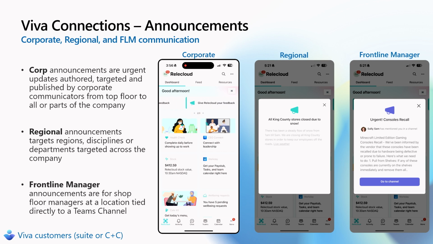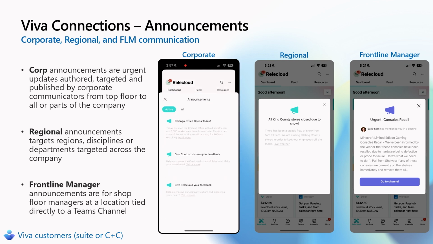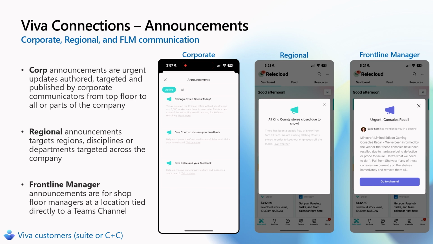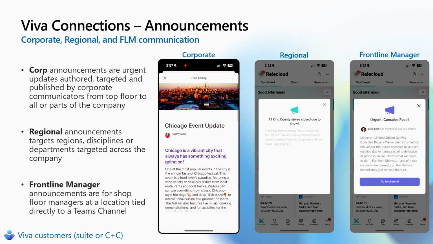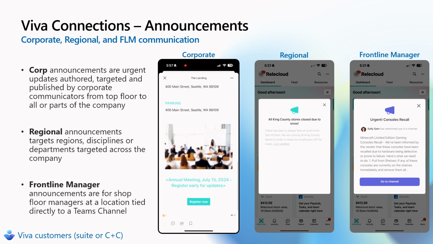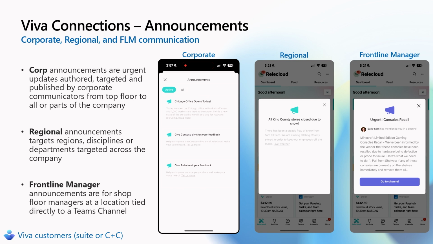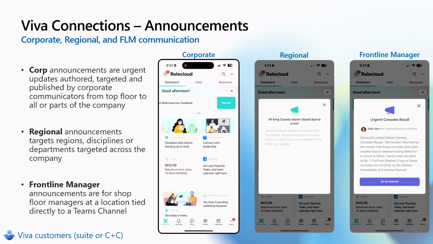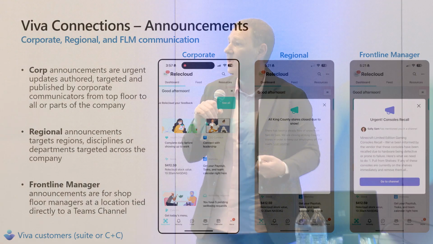And we've built this for corporate communicators. So from the top floor, you can communicate down about, say, a merger. For regional stores, you can do attribute-based targeting in AAD, like say all the stores in North America or all your buildings in North America. And then finally, Connections is starting to be the front door for Frontline Manager. So if you're using Teams as your frontline solution and you do Teams announcements, they directly flow into Viva Connections and you can connect back to them directly into the channel.